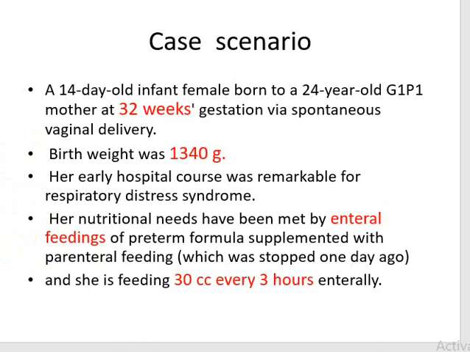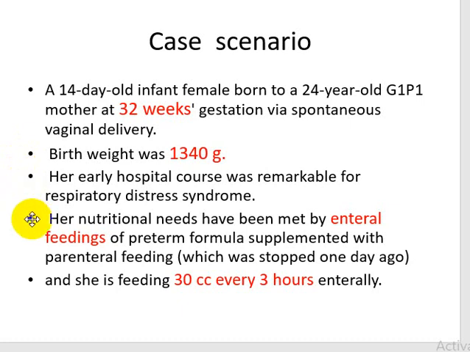Let's hear this case scenario. 14 days old infant female born to 24 years old mother, gravida 1, para 1. This baby was born at 32 weeks of gestation. The type of delivery is spontaneous vaginal delivery. Birth weight is 1.3 kg. She was admitted immediately after delivery because of respiratory distress syndrome.